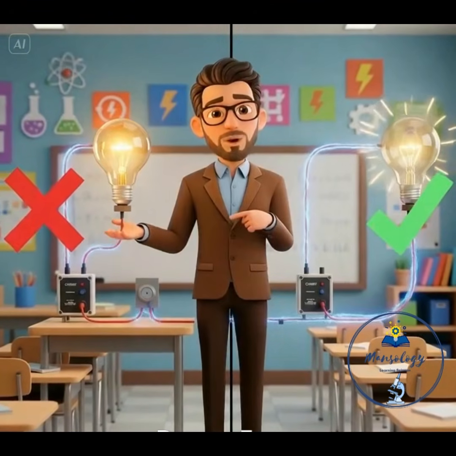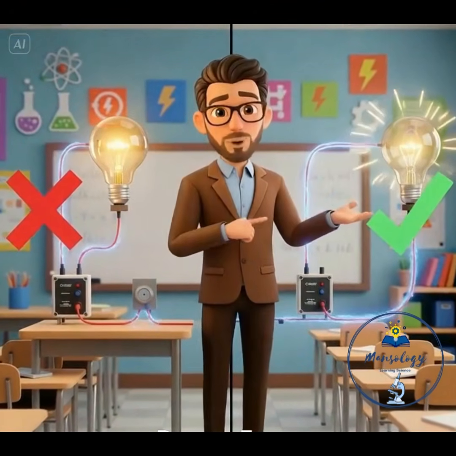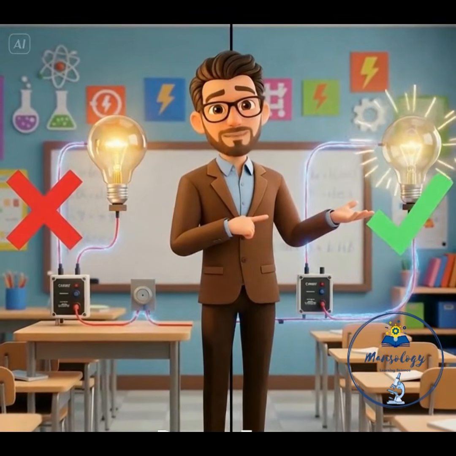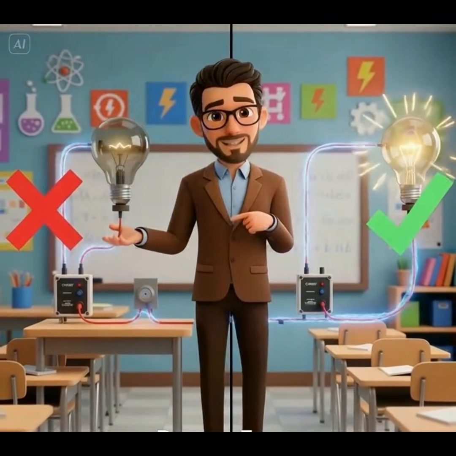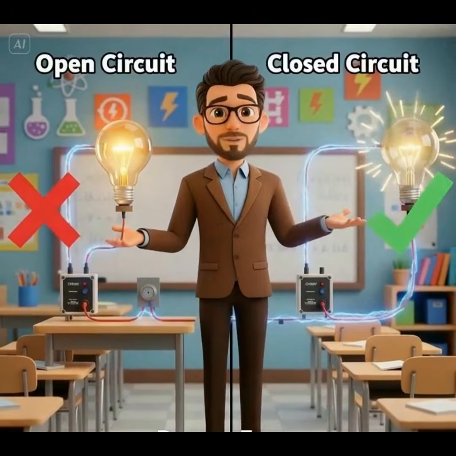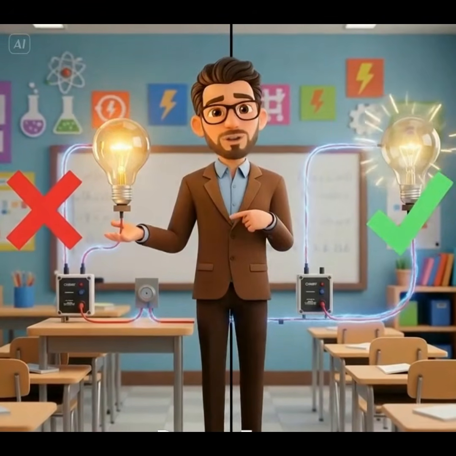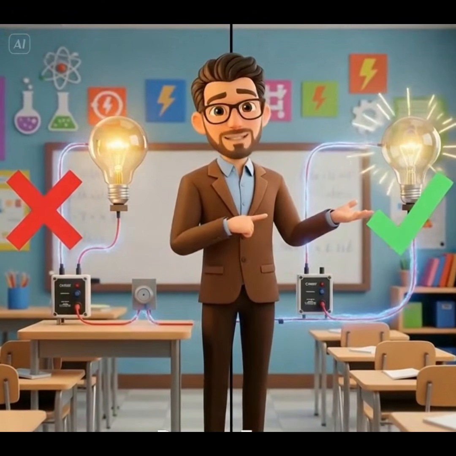Let's review. Open circuit, the path is broken, the bulb is off. Closed circuit, the path is complete, the bulb is on. Remember, electric current needs a complete path to flow.